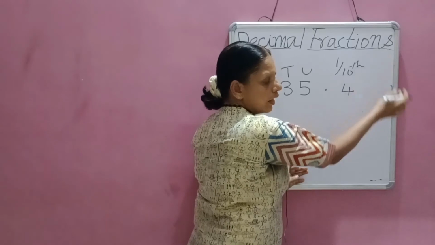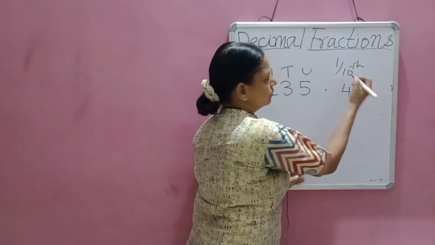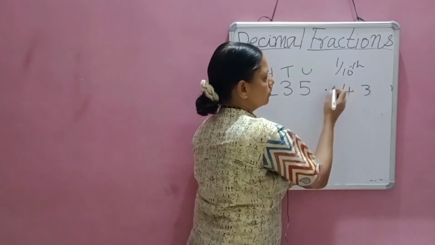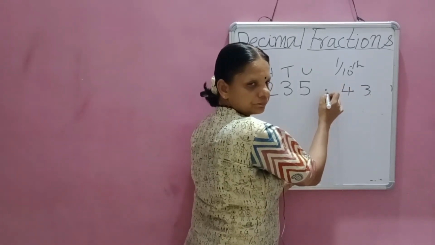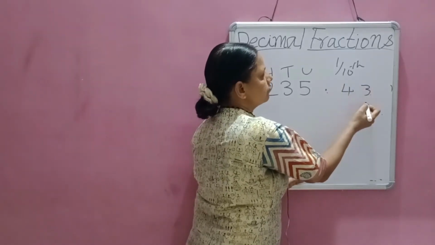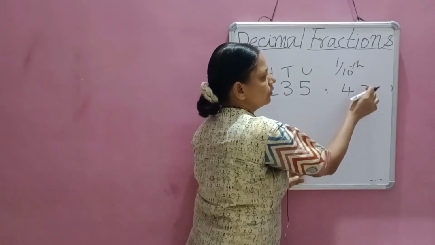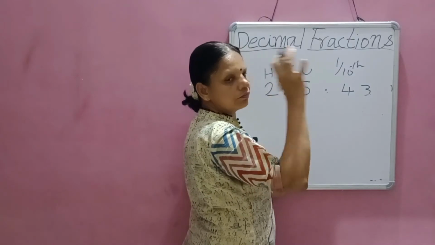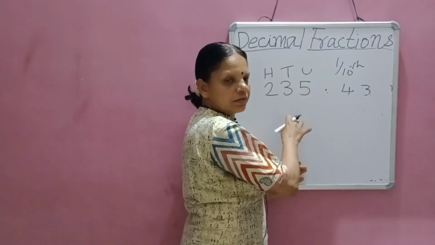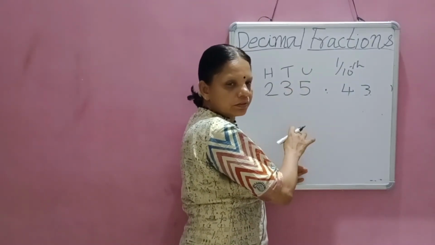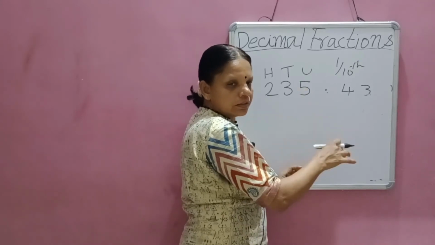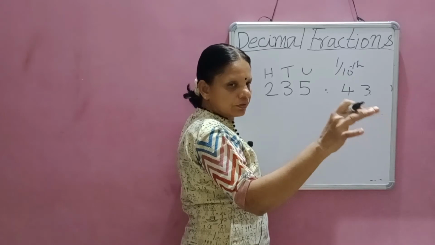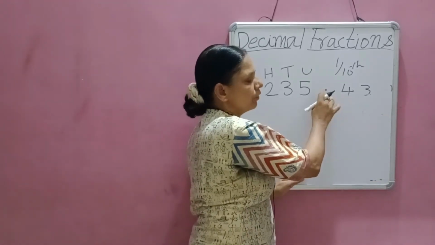Suppose 3 is there in the 1 upon 100th place. That is the second digit after the decimal point. It will have the place value 1 upon 100 into 3, or 3 upon 100. That is why in the beginning of this lesson I told you, when the denominator is 10, 100, 1000, etc., then only you can use the decimal point.